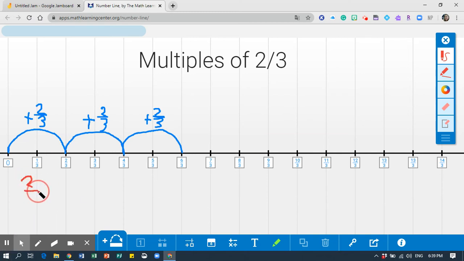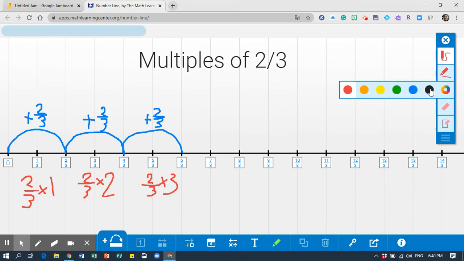Now finding multiples by using multiplication, I would multiply my number. So 2/3 times 1 to find my first multiple. That gives me 2/3. Then I would get again my number 2/3, multiply it times 2, and that would give me 4/3, which is my second multiple. To find my third multiple, I get 2/3 times 3, 6/3. That's my third multiple.